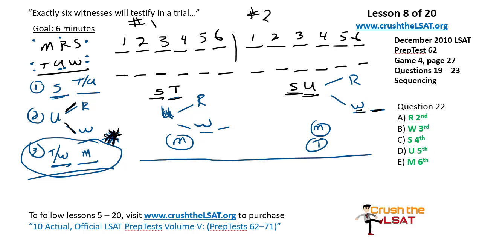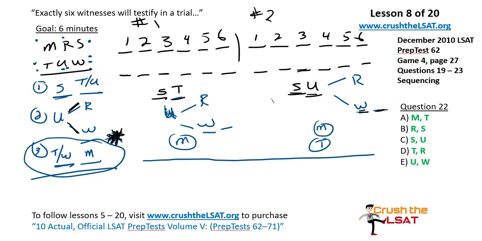Question 22. Which of the following pairs cannot testify third and fourth? So 4 of the choices are going to give you scenarios that would be okay, but one of them cannot work. So we'll just have to take a look at the choices one by one. MT. Could you have MT in slots 3 and 4? Well, in scenario 1, we know that T has to be preceded by S, can't be preceded by M. So scenario 1 is out, so we're in scenario 2 now. MT, would that work? Well, let's try it.